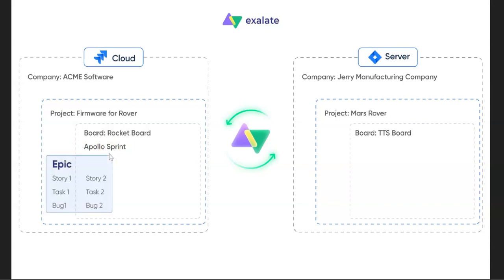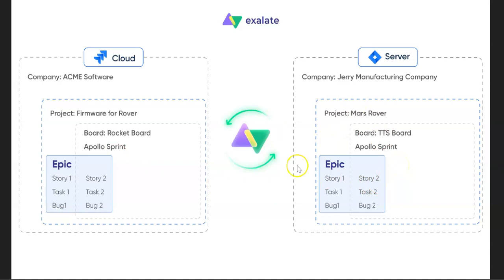In addition to that, we'll create a hierarchy of issues on the cloud side, some of which are in the sprint and some of which aren't. All these relationships and all this data would be taken across exactly as it is to the other side while maintaining that relationship. If story 2 is part of the sprint, it would be part of the sprint on the other side as well.